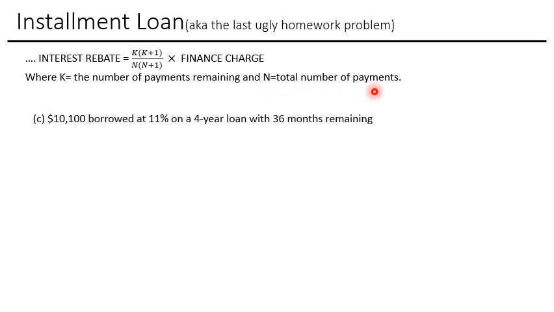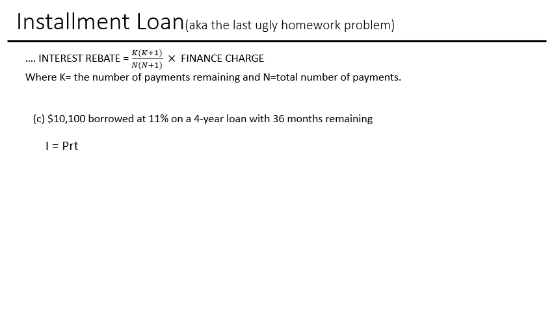N is equal to the total number of payments. Well, this is a 4-year loan. So 4 years would be 4 times 12, so that would be 48. N needs to be in the number of months, and so that would be 48. And then times the finance charge. Now, we don't have the finance charge, but you can find the finance charge very quickly using this information that you have.